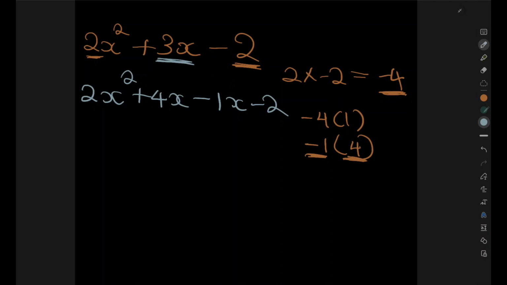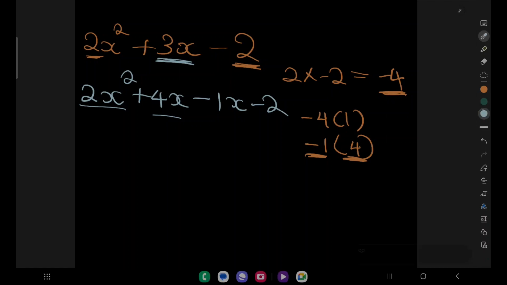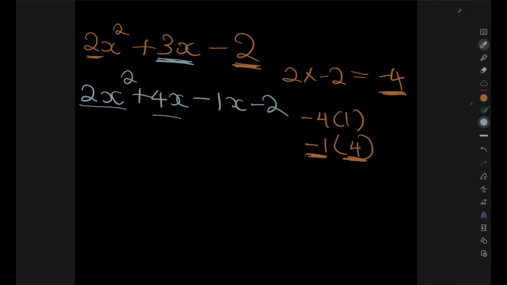So in this case, we have 4 terms, and we already know that if we have 4 terms, we can always use grouping to factorize them. We're going to look at the first 2 terms and see if they have a common factor, and they do. The common factor in this case would be 2x, right? So if we take out 2x from 2x squared, we have x remaining, and if we take out 2x from 4x, we have 2, right?